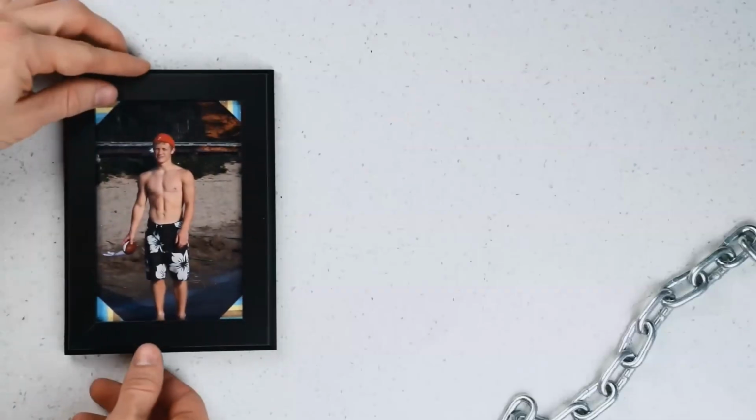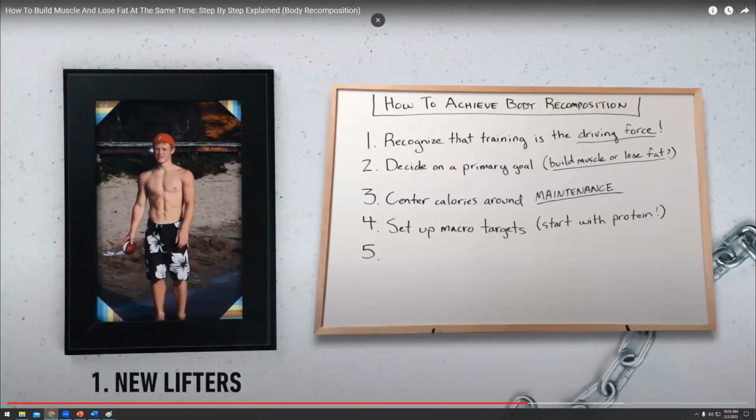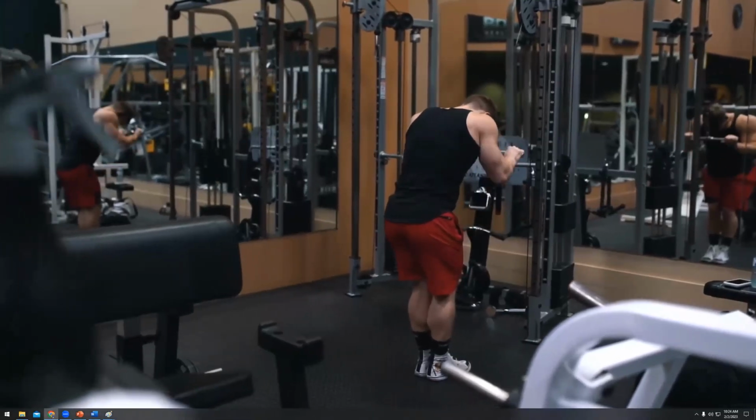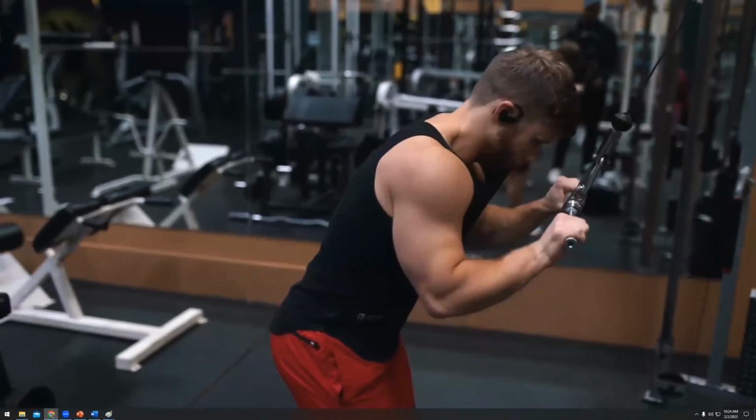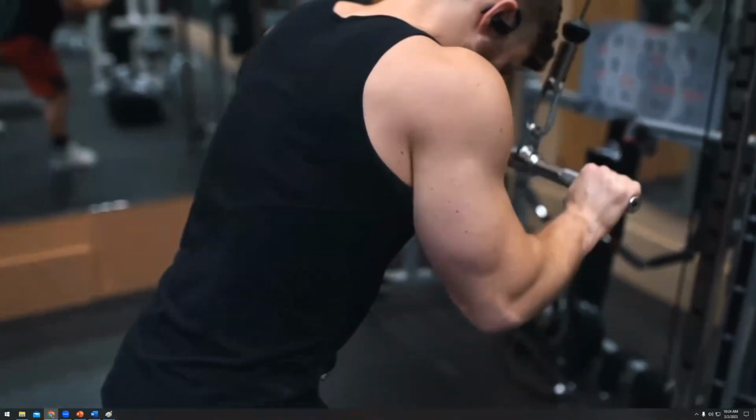Like I mentioned earlier, this step might not be required for beginners. They can get recomp by just following the first 4 steps, but as you get more advanced, recomp gets more difficult, so it's more important to optimize your approach. We spend a lot of time in the book laying out these optimization strategies. I'm going to focus on a few of them here.